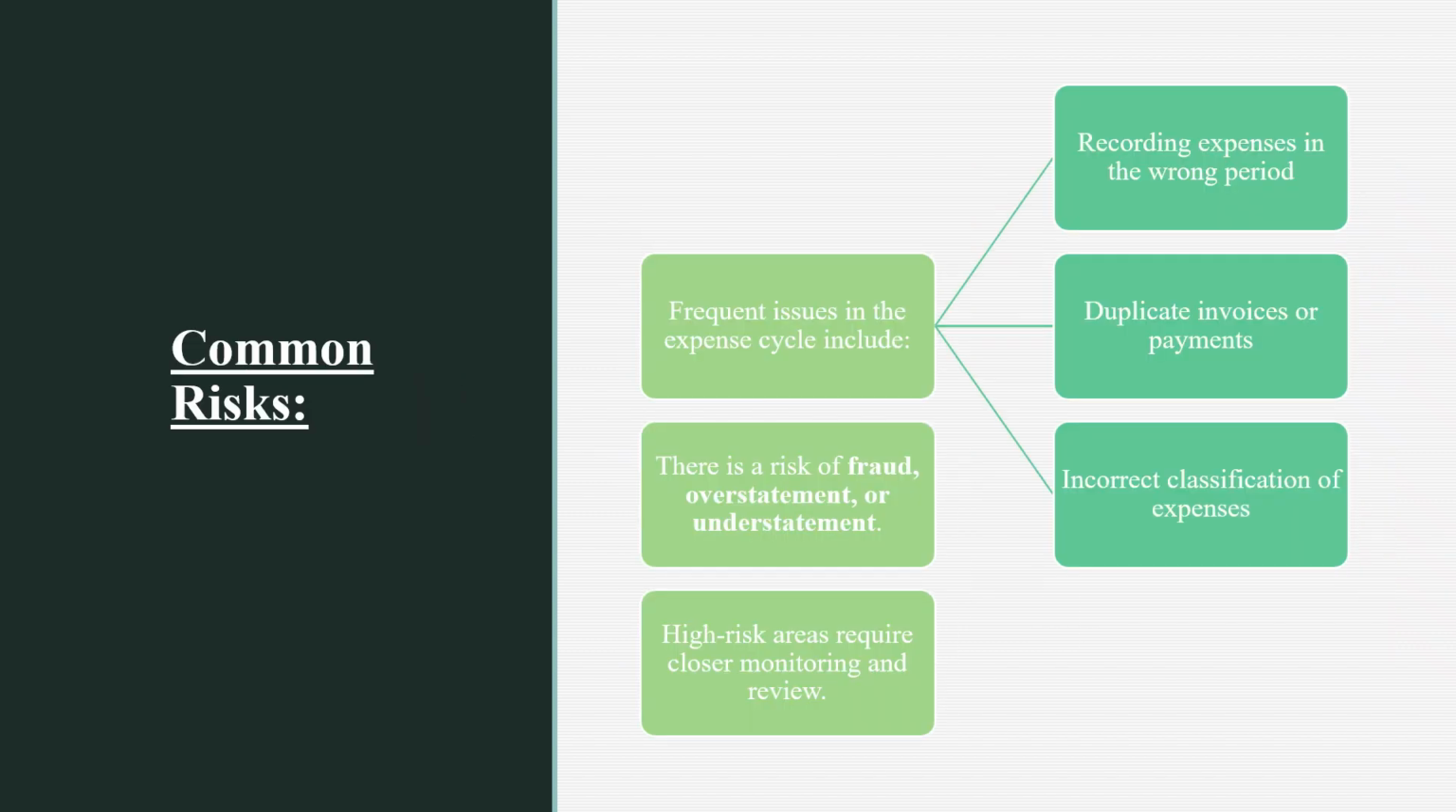The expense cycle is exposed to several risks. Frequent issues in the expense cycle include recording expenses in the wrong period, duplicate invoices or payments, and incorrect classification of expenses. There is a risk of fraud, overstatement, or understatement. High-risk areas require closer monitoring and review. These risks can directly affect profit and lead to audit issues. Strong controls and proper review processes help reduce these risks.